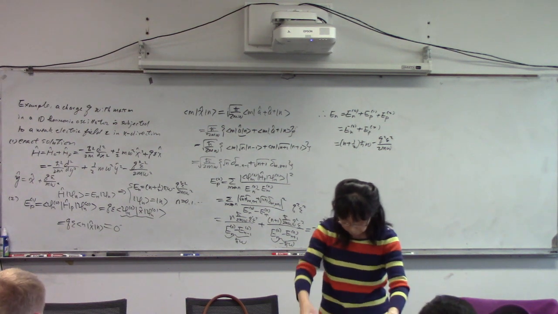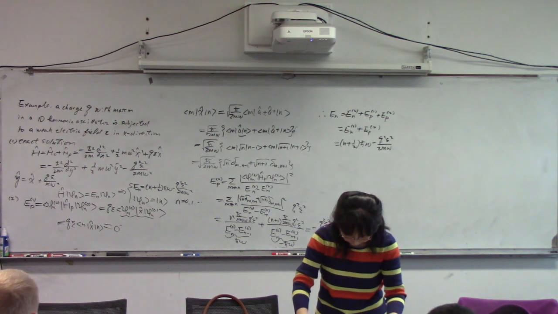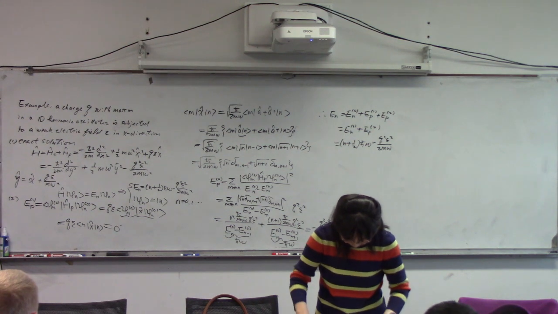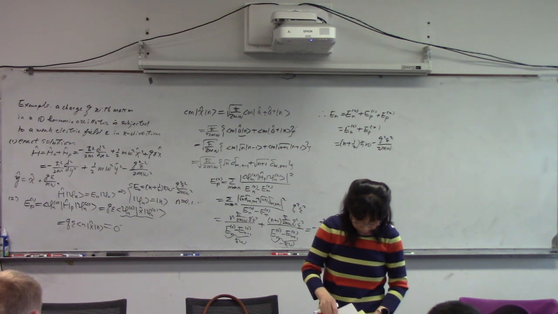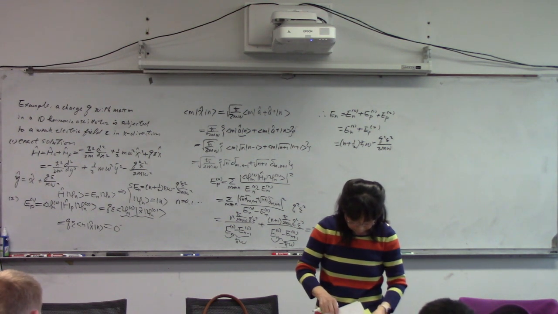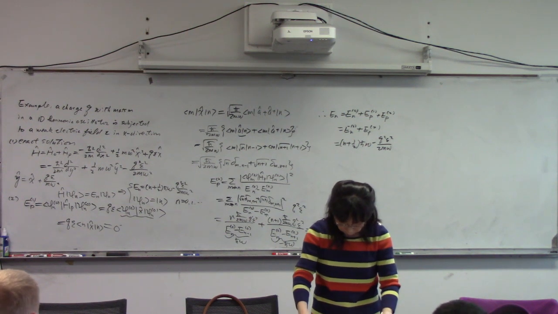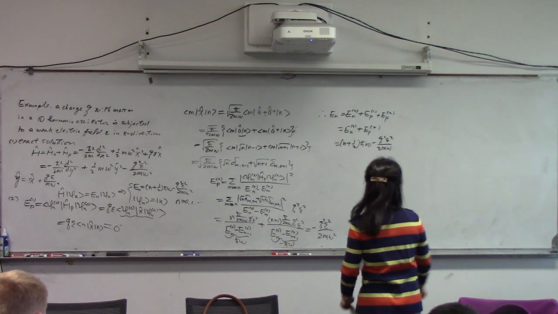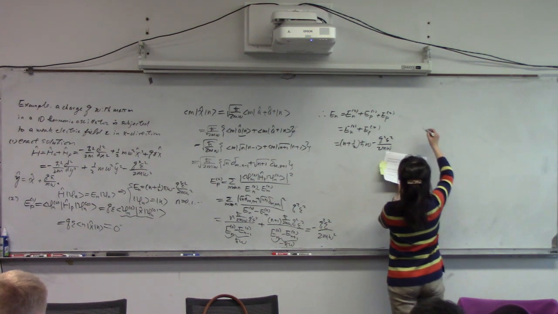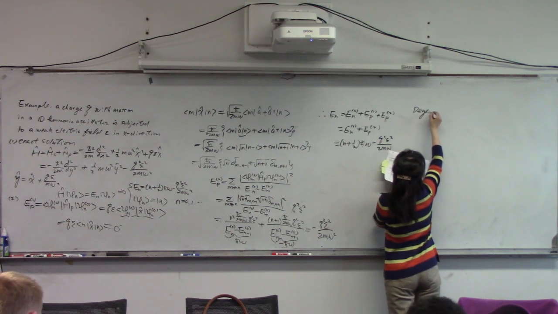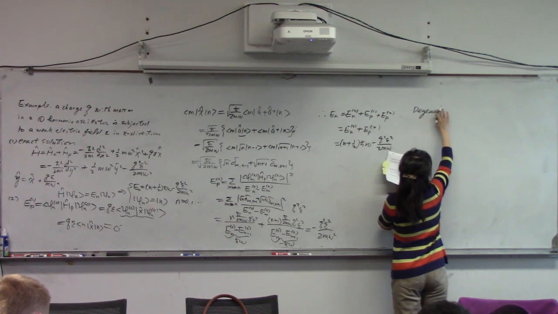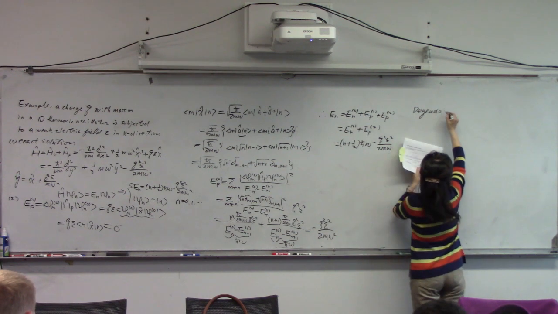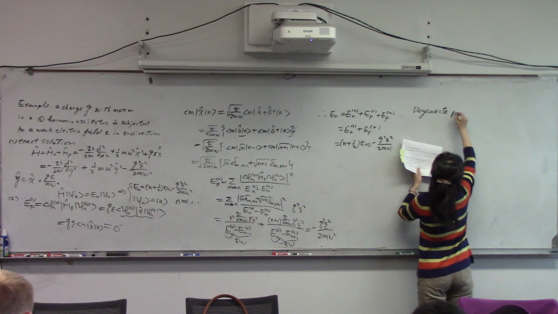Okay, so this is just an example for the non-degenerate case. Now we go to the degenerate case. If we have a degeneracy, how do we apply this perturbation theory? Generally, perturbation theory.